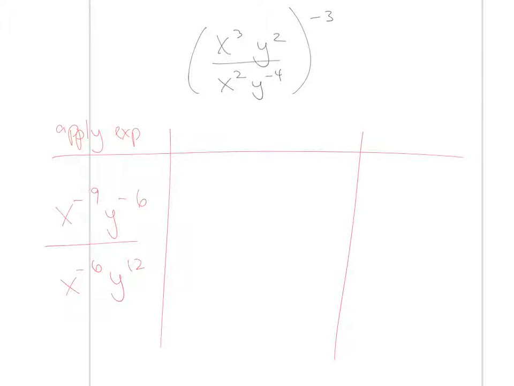Give me another way to start the problem. You could simplify within. Absolutely. Simplify within. Which tells me that x to the 3rd over x squared just gives me x. Y to the 2nd over y to the 4th is y to the negative 2. And then I can go about distributing my exponent. Agreed? Simplify within. That works.